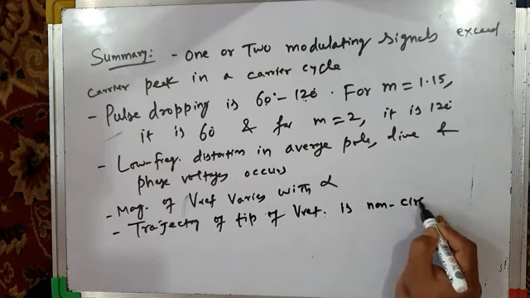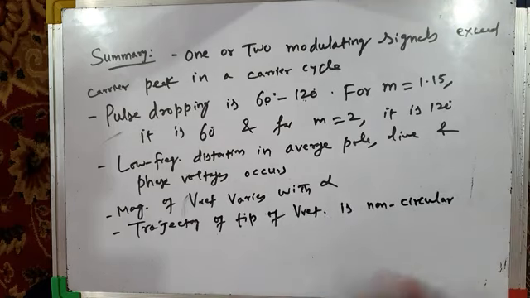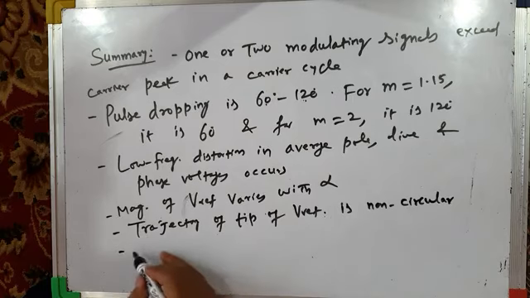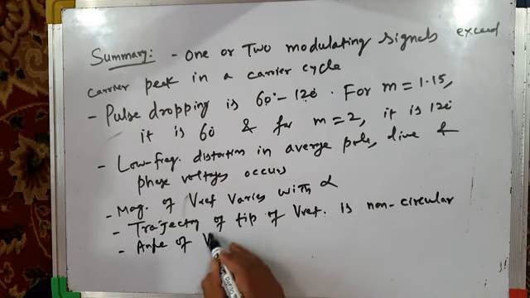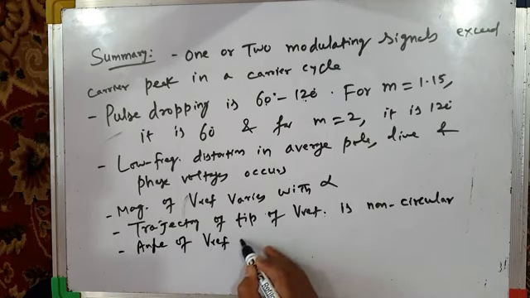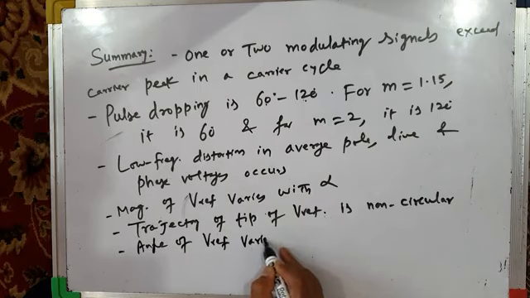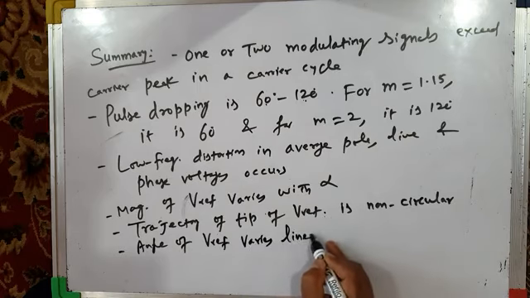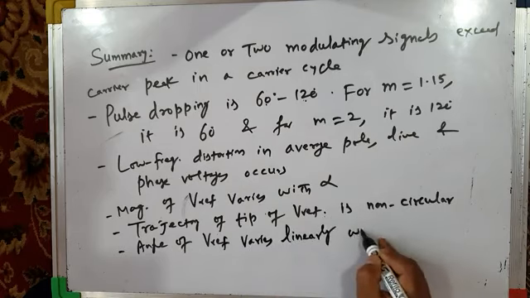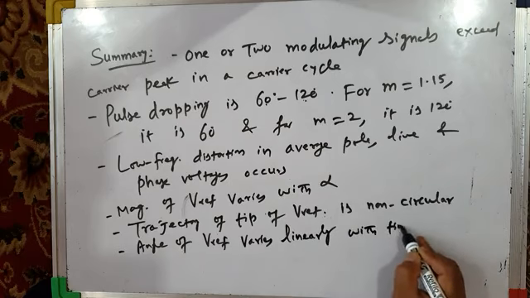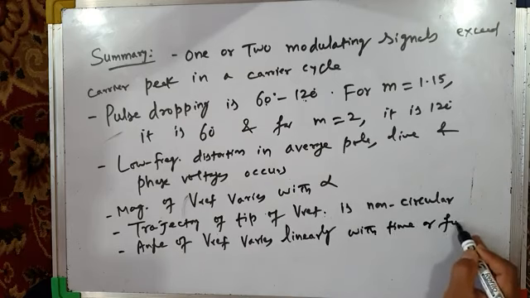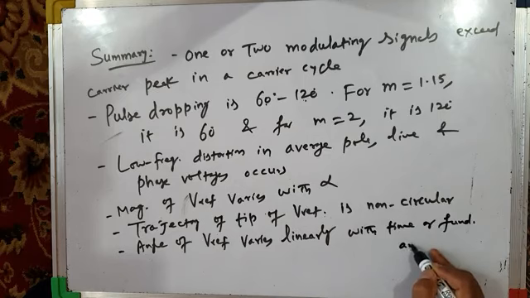It's again non-circular, which means low frequency distortion is there in the inverter output voltages. And finally, the angle of the rotating reference vector Vref varies linearly with time or with the fundamental angle. So these are some of the observations.